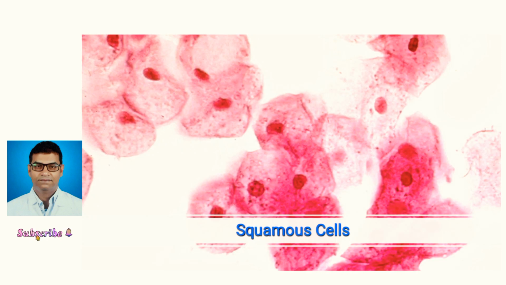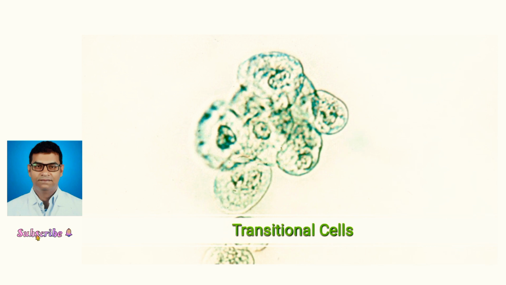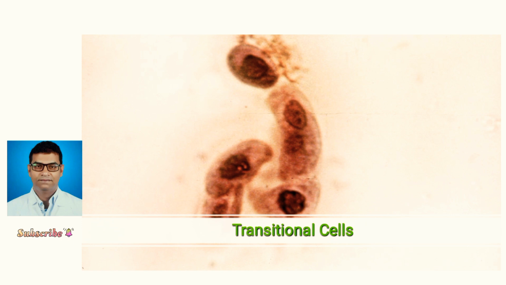This is a picture showing the squamous cells in a urine sample, with the nucleus and the cytoplasm showing the features of squamous cells. And this is a picture showing the tubular epithelial cells, round to oval with a large central nucleus and abundant cytoplasm. And this is a picture showing a few transitional cells, and this is one more picture of the transitional cells. You can appreciate the cells with nucleus and 1 to 2 nucleoli also seen.